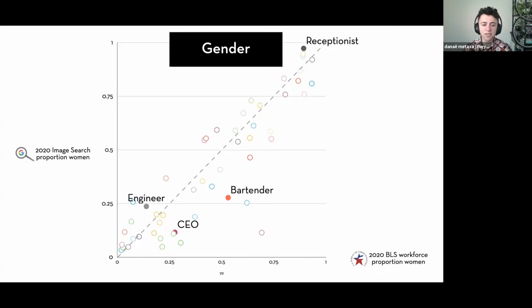You can see that these are approximately around this diagonal line, perhaps a little bit more weight below. We're noticing, for instance, that receptionists are about 88% women, but Google images for receptionists were almost 100% women. On the other hand, women are 30% of CEOs in the US, but only 11% of search results. And women are actually more than half of all bartenders, but only a quarter of search results for that query.